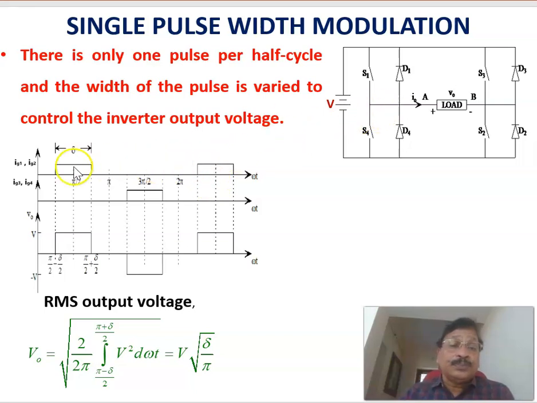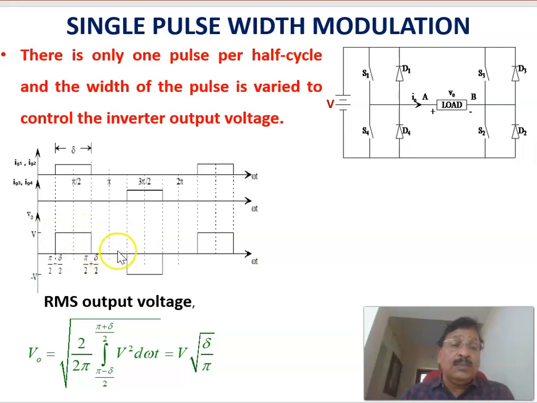Therefore, here the switching signal, the gating signal, is given to the switches S1 and S2, that is the top ones. During this period, the gating signals are given to S1 and S2. In that case, you can see that the plus terminal is connected here and the minus terminal is connected here. Across the load, you are getting a positive voltage, plus here, minus here, which is the same as the DC input voltage V. During this duration, that is delta duration, you will be getting a plus V.